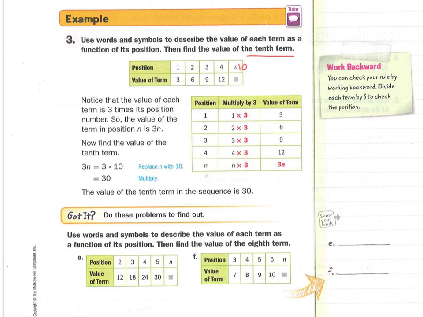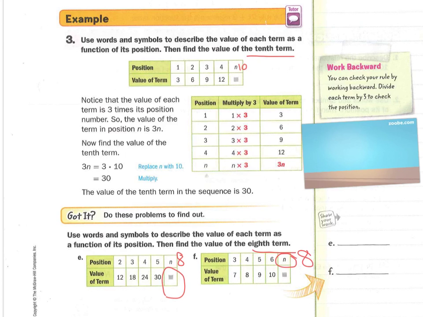Okay? So let's look at these two, E and F, and see how you do. If the position is 2 and the value is 12, 3, 18, 4, 24, 5, 30, what do you think the rule is? Think about how you get from 5 to 30, etc. And then replace n with an 8 to figure out what that should be. For this one, for F, you have 3 to 7, 4 to 8, 5 to 9, 6 to 10, and then you have n again, and you're going to use 8 for n. See how you do. Press pause now, and then come back and check with Freddy for your answers.